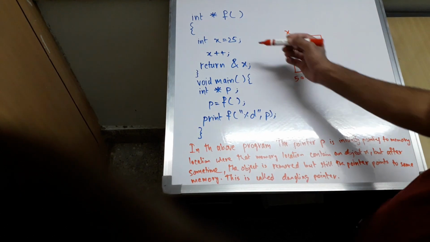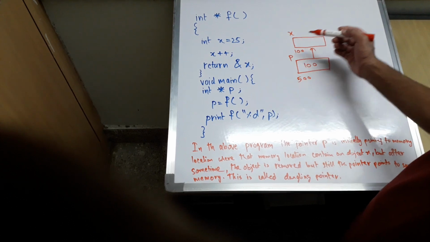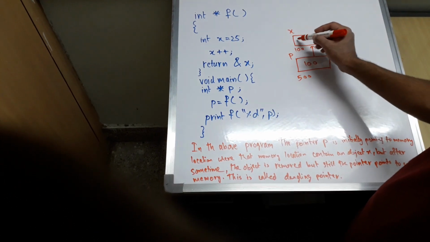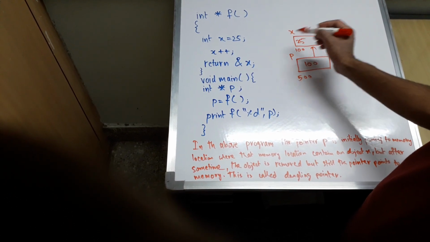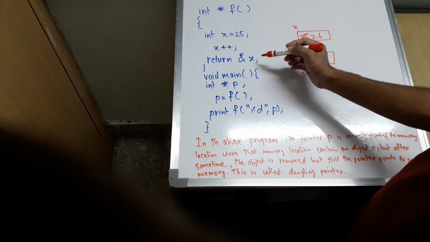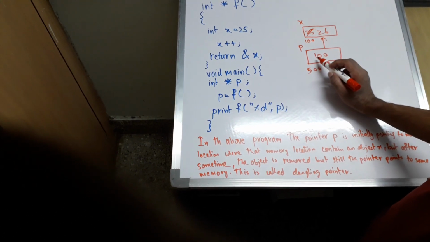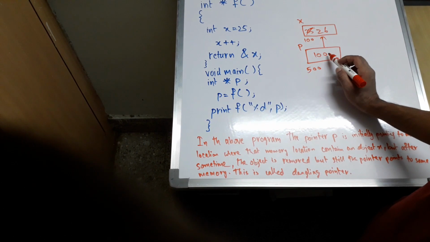x. Here, x equals 25 indicates create a variable named x and store the value 25 in it. X plus plus makes it 26, and the address of x is returned to the function f, which makes p store the address of x, which is 100.